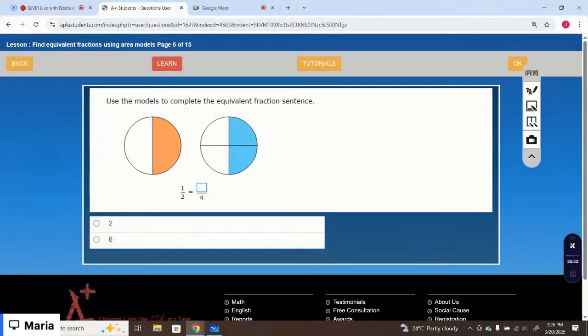Use the models to complete the equivalent fraction sentence. 1 over 2 equals. That is 2 out of 4. Option number 1 is the correct option. 2 out of 4 it is.